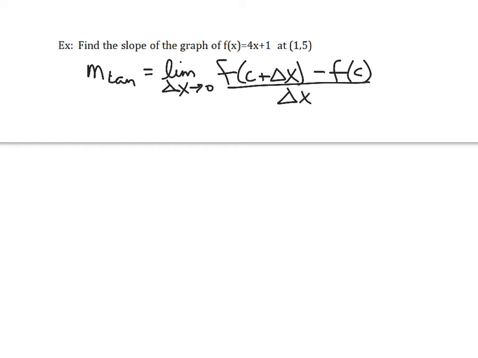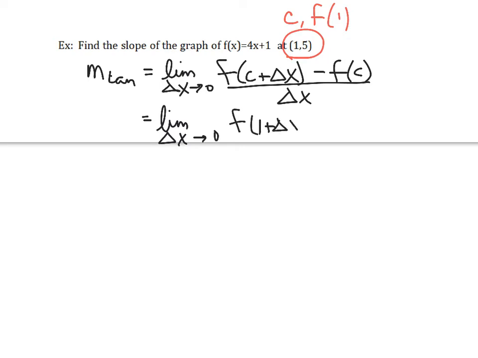Now in this case we see that we are given the point 1, 5. So 1, 5 really stands for our c and our f of c. So this is 1, f of 1. So I'm going to plug that into my formula and say let's take the limit as delta x approaches 0 of f of 1 plus delta x minus f of 1 all over delta x. So our job is to evaluate this limit.